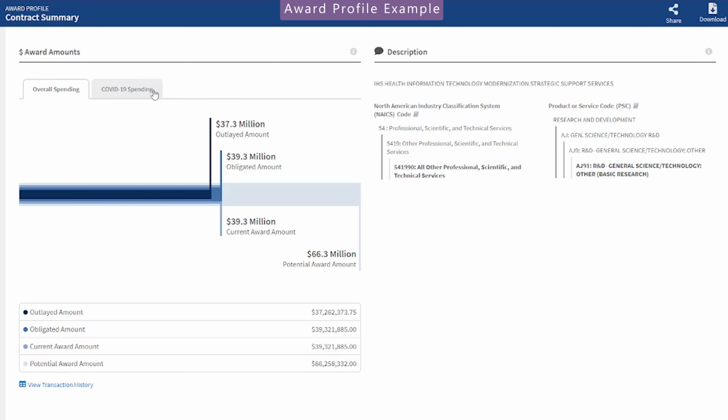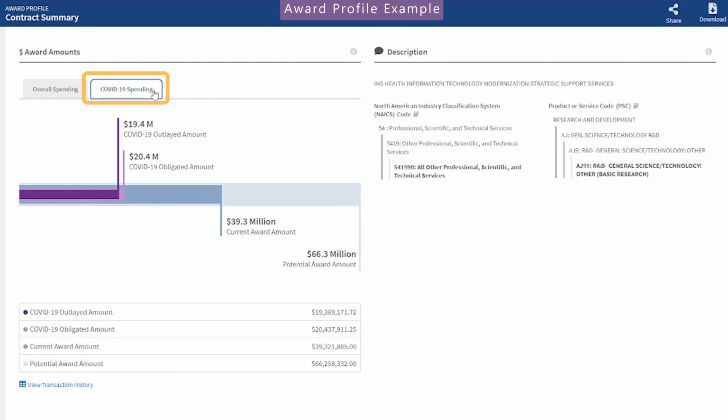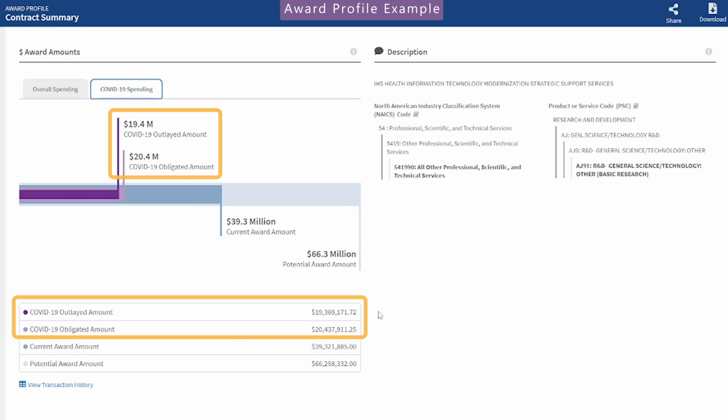Some obligation and outlay amounts are tagged by codes that show whether they were funded by supplemental appropriations in response to the COVID-19 pandemic. COVID-19 obligation and outlay amounts are a subset of the award's overall obligation and outlay amounts.